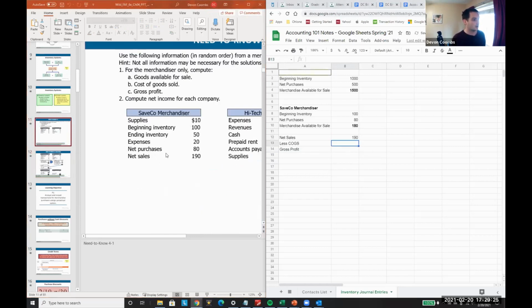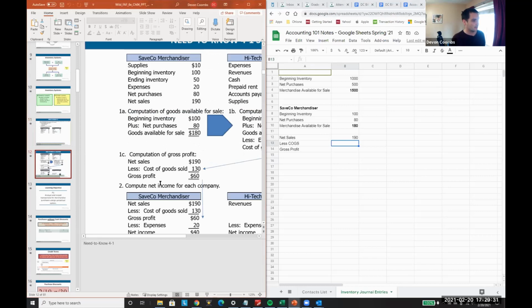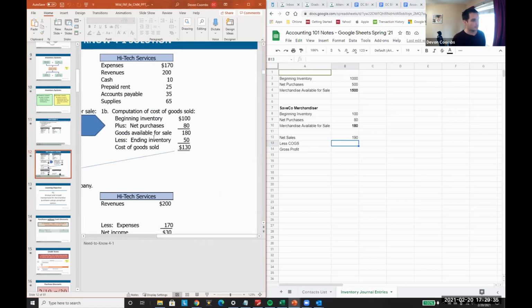Our cost of goods sold is they calculated it here, 130, which was our ending inventory. So our cost of goods sold here was our beginning inventory. So we'll just put in the math here. Beginning inventory plus our net purchases or our merchandise available for sale, less our ending inventory, which was, our ending inventory was 50.